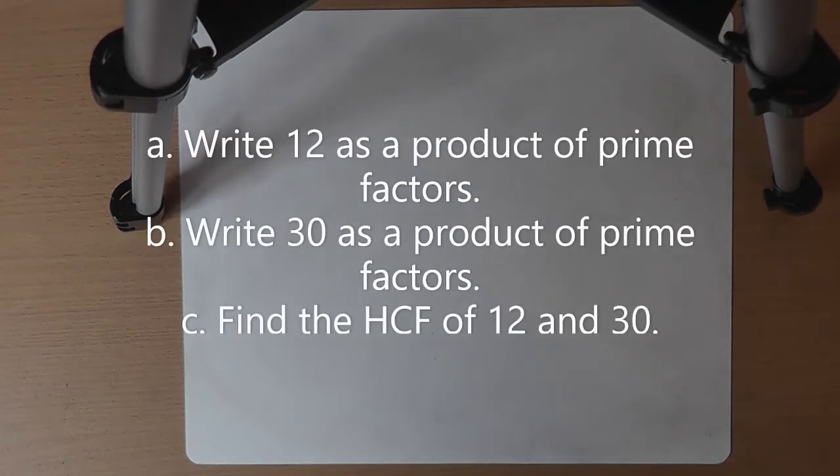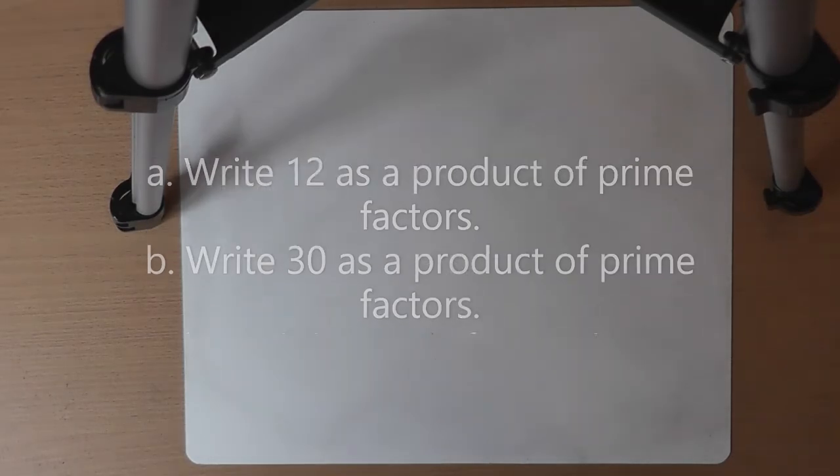An example of a question that might do that would be something like this. Part A, write 12 as a product of prime factors. Part B, write 30 as a product of prime factors. And part C, find the highest common factor of 12 and 30. So this question is clearly pushing us down the route of using product of prime factors. And in fact, parts A and B are nothing we haven't already seen before.